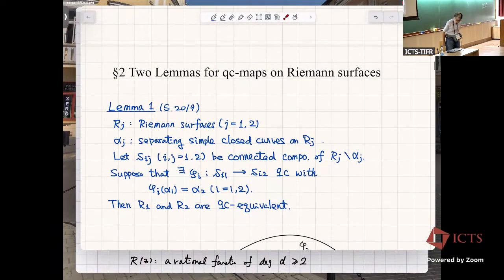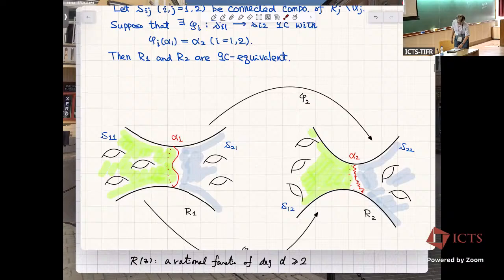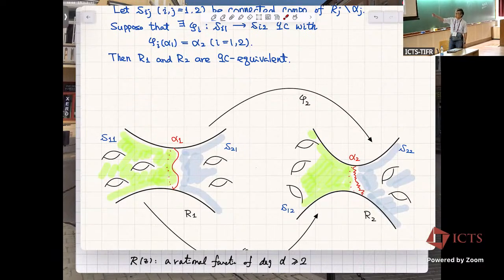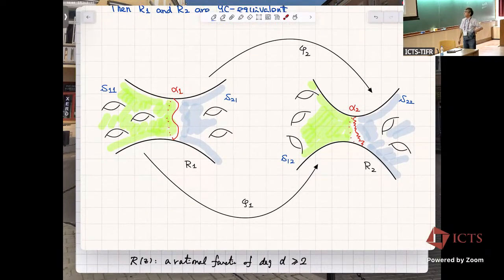First, I will use two lemmas for quasiconformal mappings on Riemann surfaces. The first one is the following. Let me explain by this figure. We consider two Riemann surfaces, R1 and R2, like this, and Jordan curves alpha1 and alpha2 on each surface, which divide the surfaces into two parts, left and right, like this. The assumption is there exists a quasiconformal mapping from the left side of R1 to the left side of R2, and also from the right-hand side of R1 to the right-hand side of R2. We denote them by phi1 and phi2.